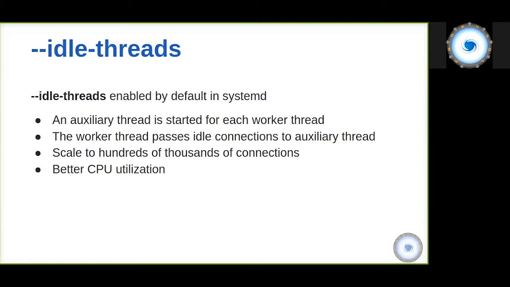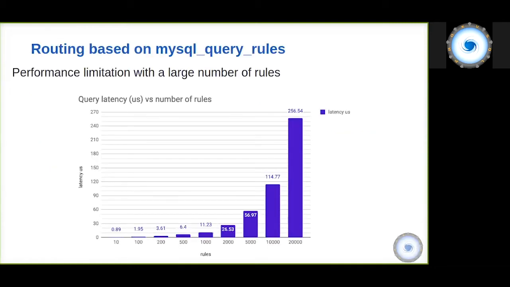This allows ProxySQL to scale to hundreds of thousands of connections without any performance hit on CPU. Now, the other interesting feature we introduced is an enhancement on the MySQL query rules fast routing. Quick introduction on what it is. ProxySQL allows sharding, performing routing based on username, schema name, and flagging.